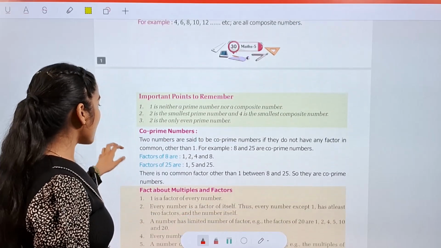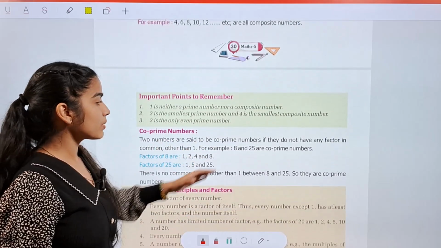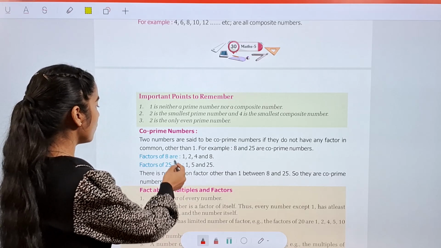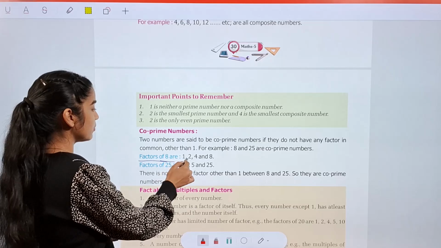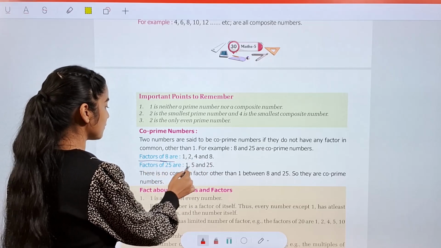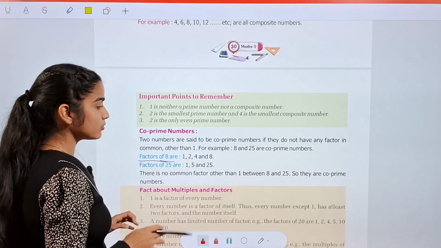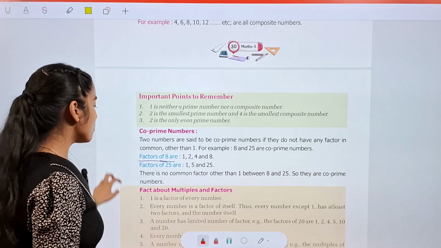Okay, co-prime numbers. Numbers are said to be co-prime if they do not have any common factor other than 1. For example, factors of 8 are 1, 2, 4 and 8, and factors of 25 are 1, 5, 25. So there is no common factor other than 1 between 8 and 25. So it means they are co-prime numbers.